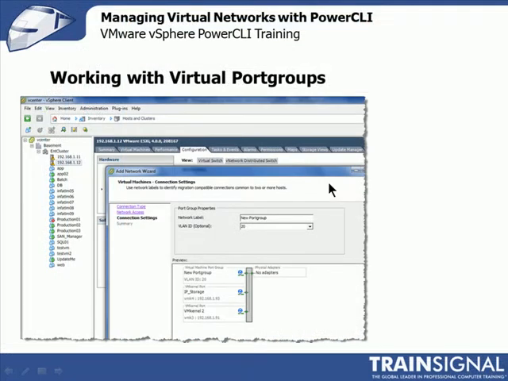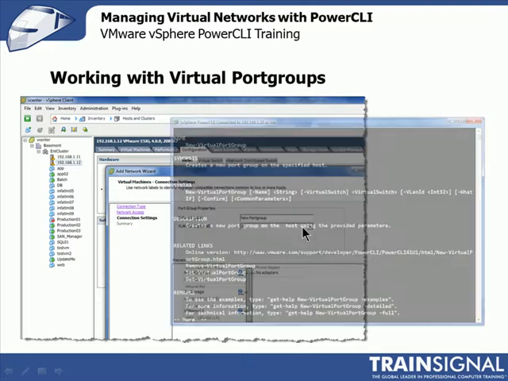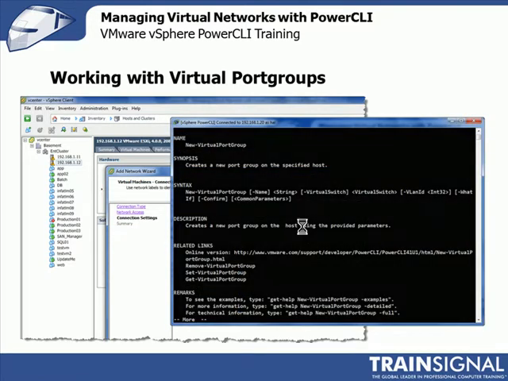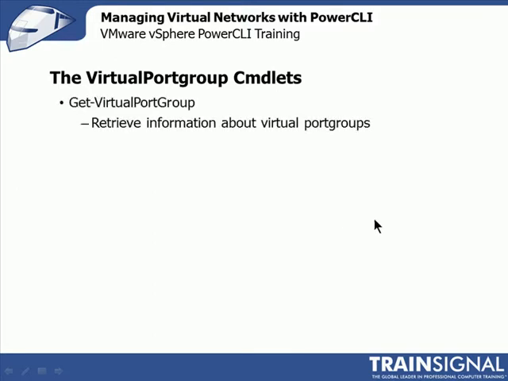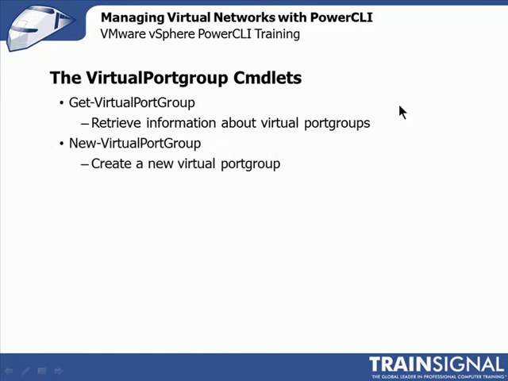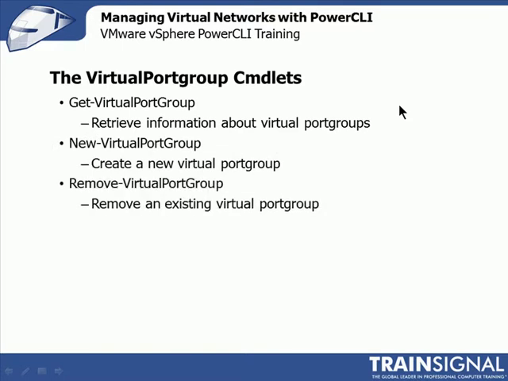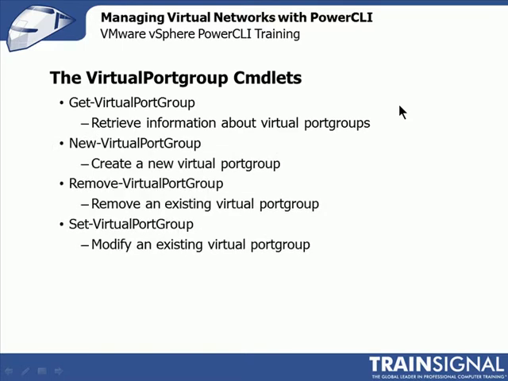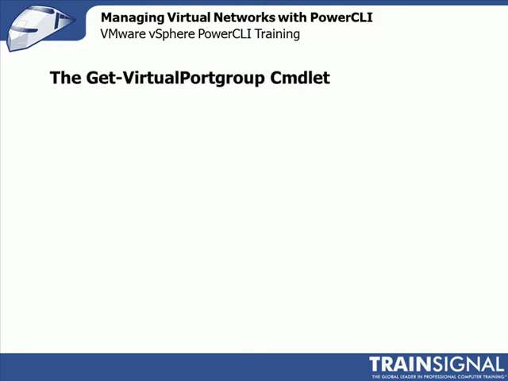So going back to what we can do using PowerCLI, using the commandlets, let's have a look at what commandlets are available. So we have several. We'll start with Get-VirtualPortGroup. And this is going to be the noun here. It's VirtualPortGroup. You're going to use Get, of course, to retrieve information about your port groups. You'll use New to create new ones. And then we've got Remove and Set to remove and modify these port groups.